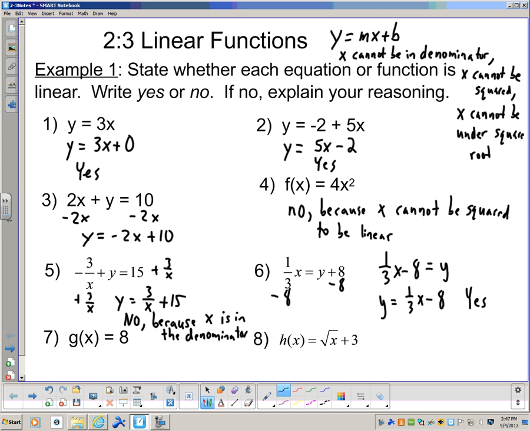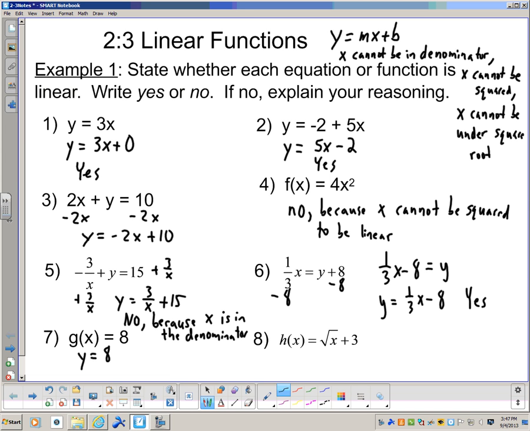Number 7 there. And that's an interesting question. Looking at number 7, again, we're trying to identify whether or not that's linear. And yes, that is going to be linear, and I'm going to show you why. So I'm going to put a y in here instead of a g of x. It means the same thing.